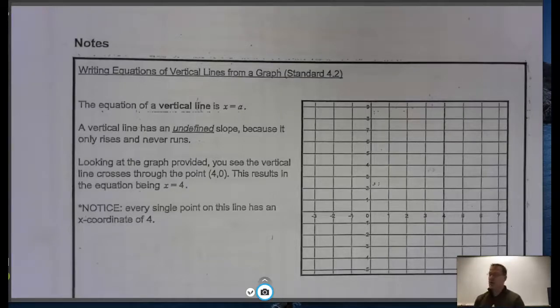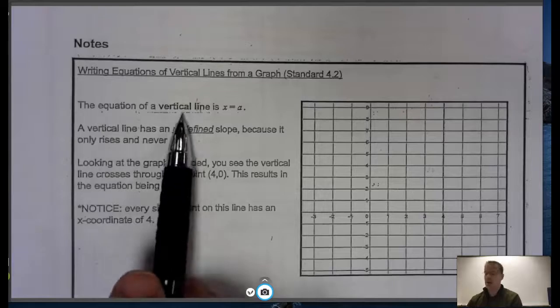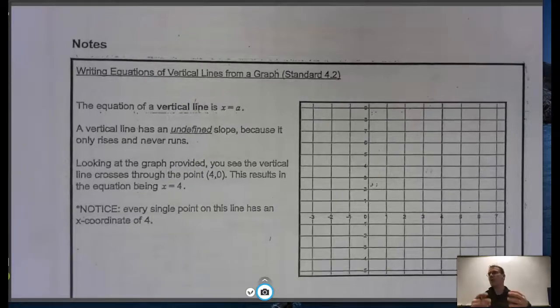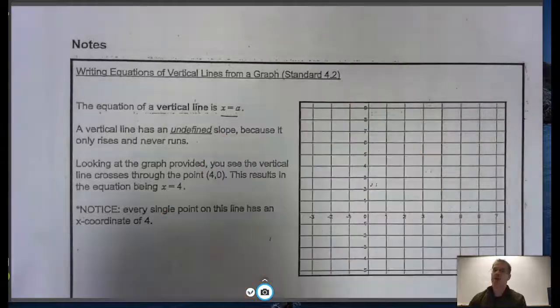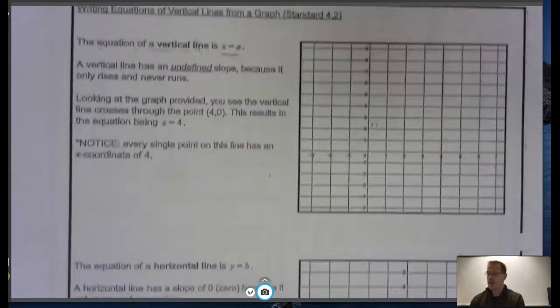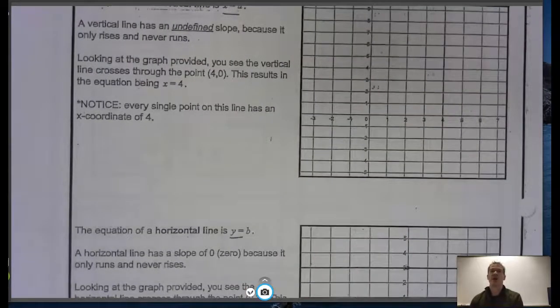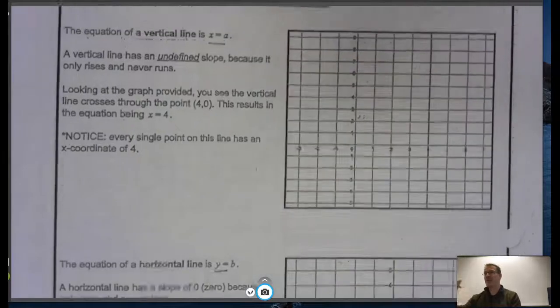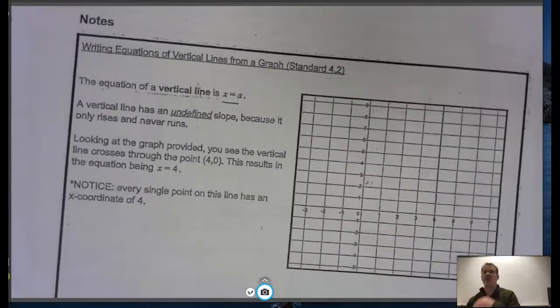Now, for the first two types of lines, vertical lines and horizontal lines, we don't really have to find slope. We can just look at them and understand that x equals a is the equation of a vertical line, and y equals b is the equation of a horizontal line, and we can just write the equations. We don't have to find slope. But on everything else, we do.